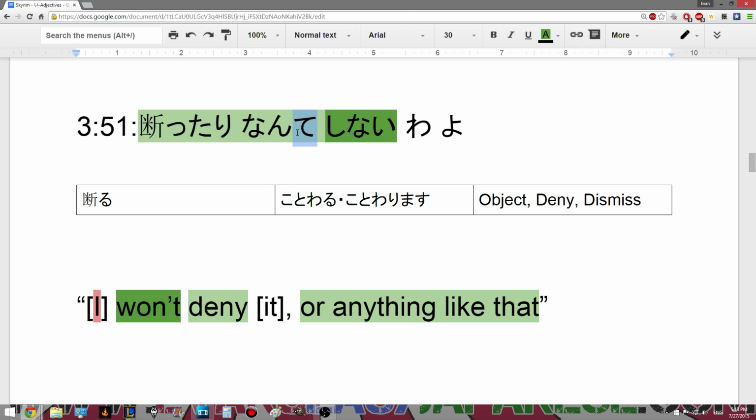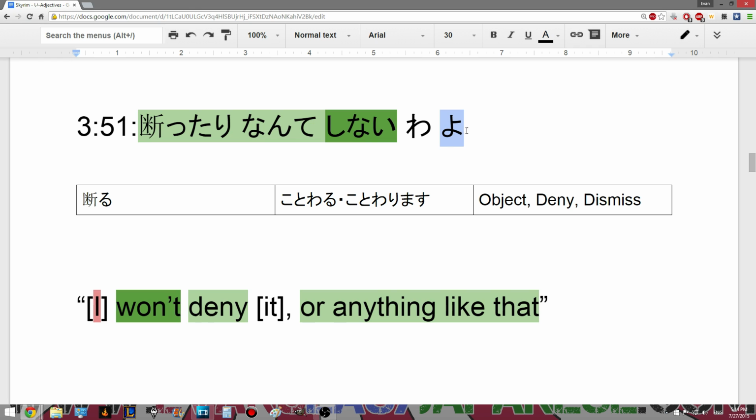Kotori nante. This nante basically just means and things of the sort. Kotori nante shinai. I won't do things of the sort, amongst other things, objecting. I won't, basically she's saying I won't deny it. I won't object. I won't do things like this. This wa is a feminine wa, which sort of softens what she's saying, but also at the same time is kind of like, oh, you found me out, or something like that.